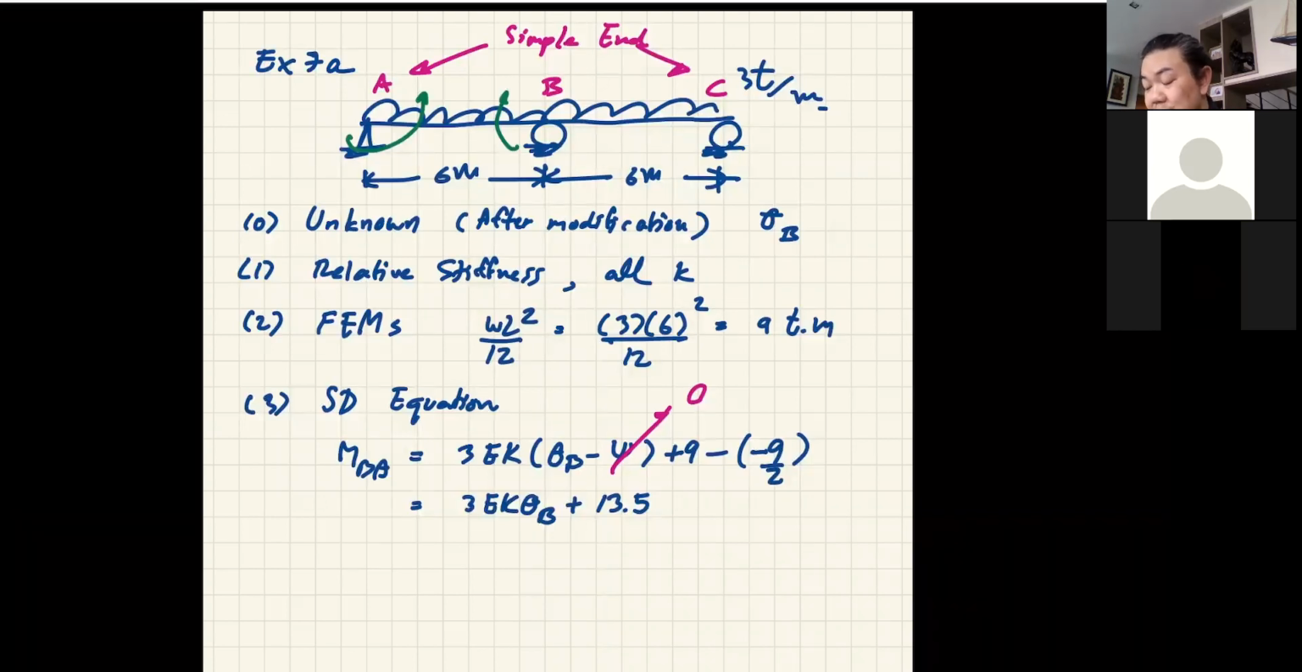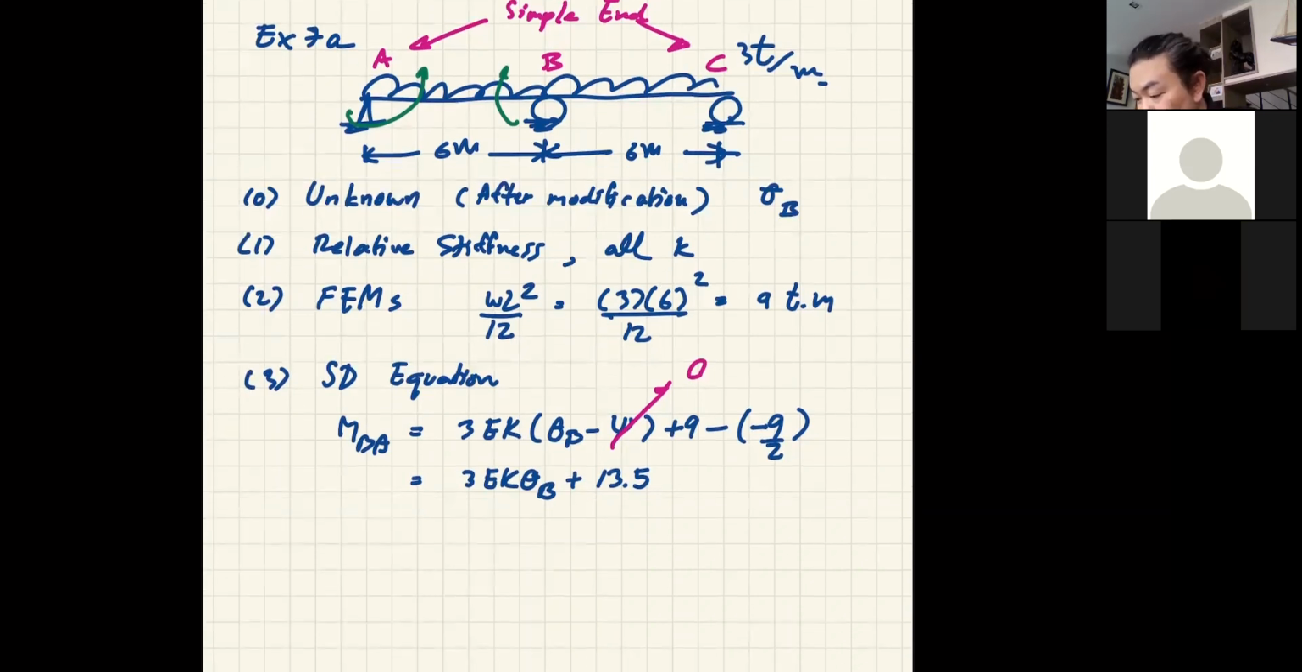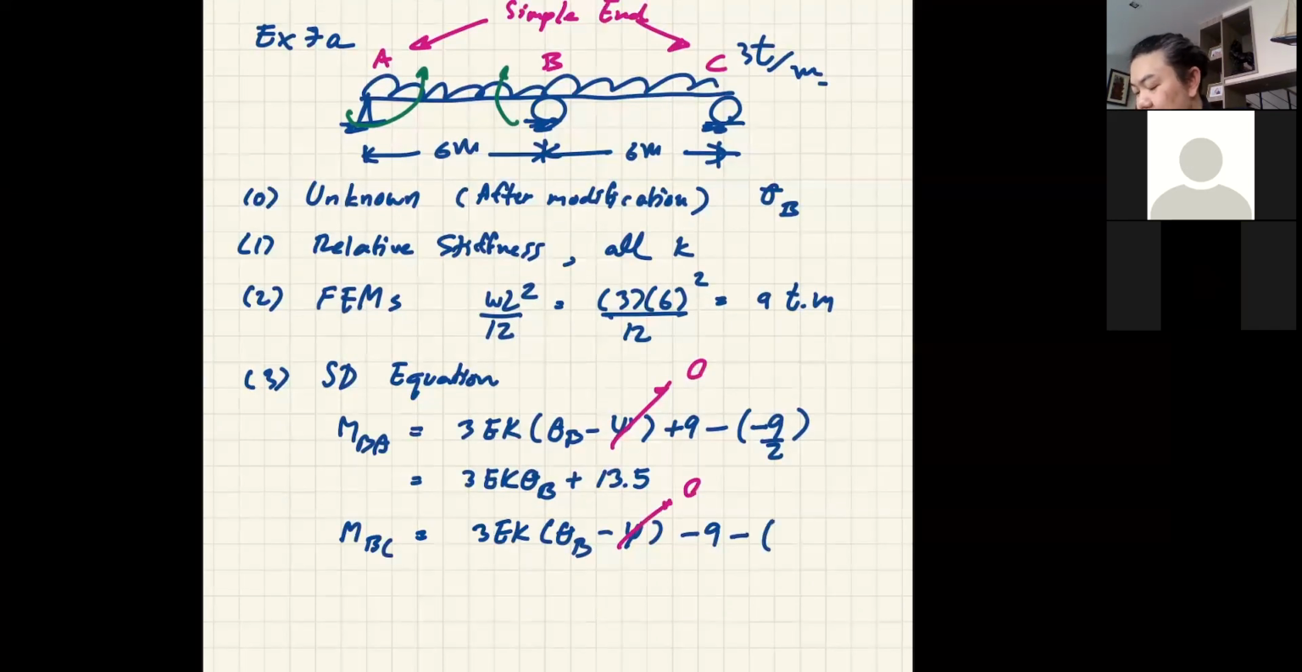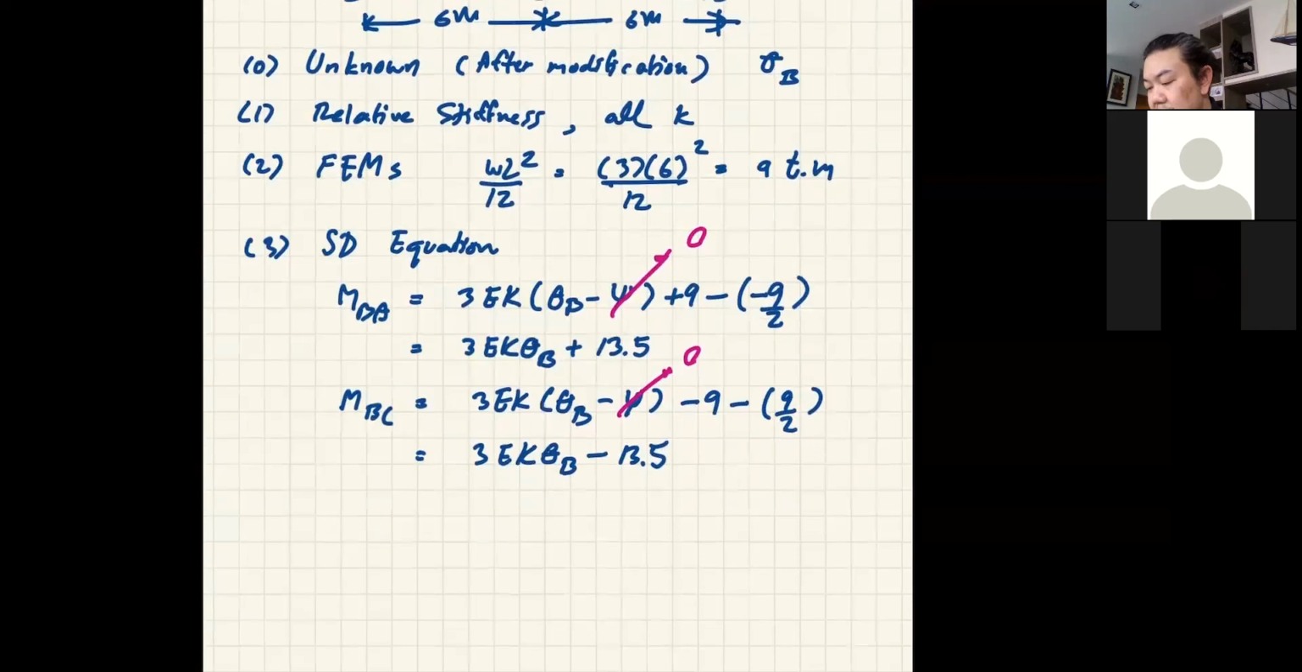Okay. And likewise, because of symmetry, you also have MBC now equal to 3 EK theta B minus psi. Let's do it completely, even though we know it's 0. Now, when you look at this, MBC itself is negative, minus MCB, which is positive now. So this becomes something like 3 EK theta B minus 13.5, right?